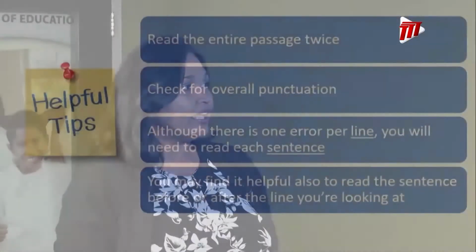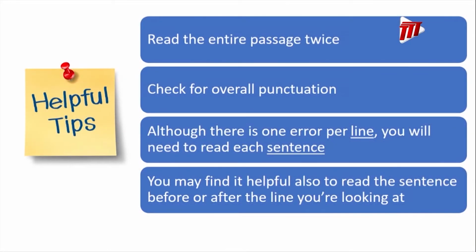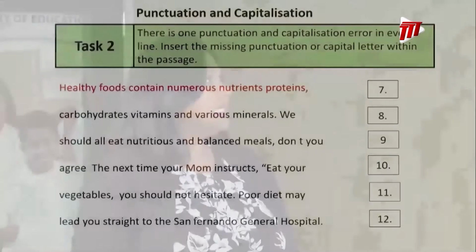Although there is one error per line, you need to read each sentence. You may find it helpful also to read the sentence before, after the line you're looking at. And this just helps you with figuring out where the marks are missing, what is really wrong with this sentence or line. So let's go to our punctuation and capitalization.